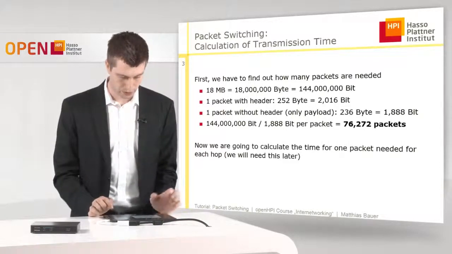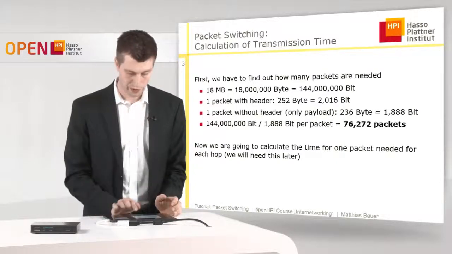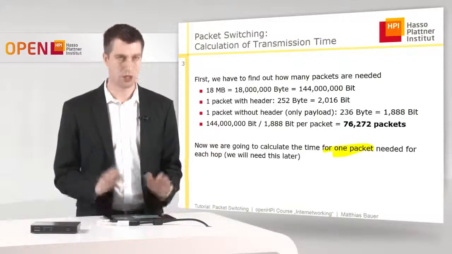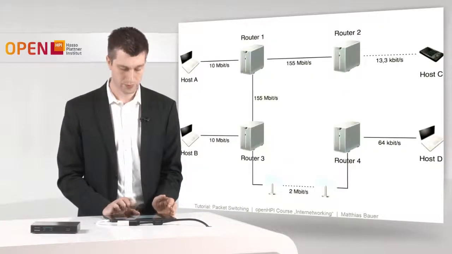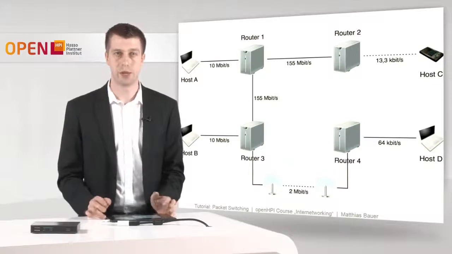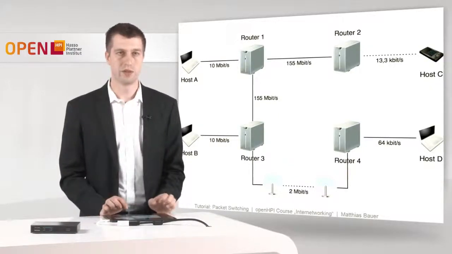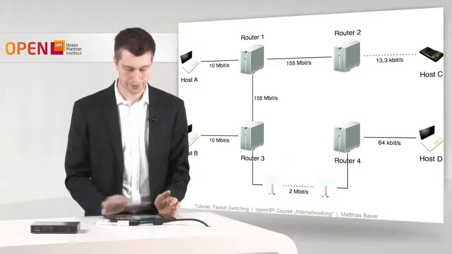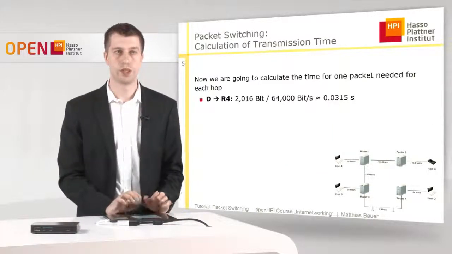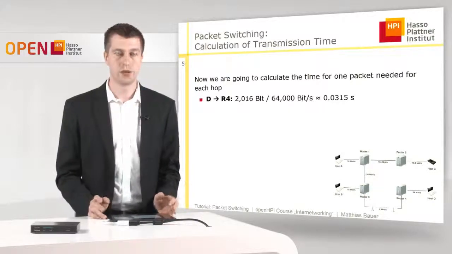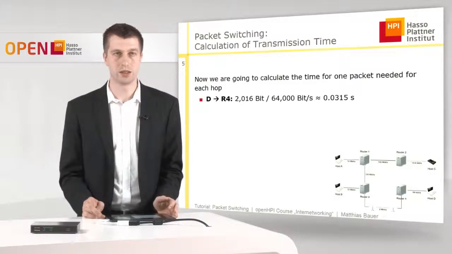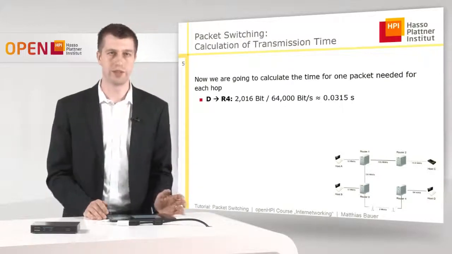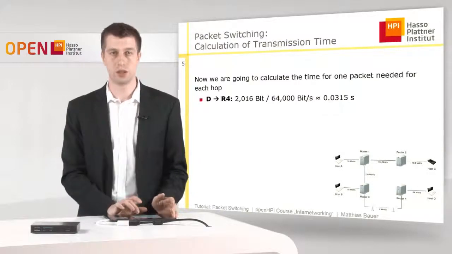So in order to find out how long it takes for all of the packets, we first calculate the time needed for one packet for the complete route, so each hop. So we have to calculate how long it takes for the packet to get from host D to router 4, from router 4 to router 3, to router 1, to router 2, and finally to host C. So this can be done as follows. We have these 2016 bits transferred via a 64,000 bits per second connection. So if we divide this, we get something like 0.0315 seconds for this one packet to get from host D to router 4.